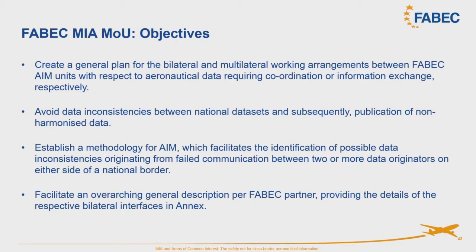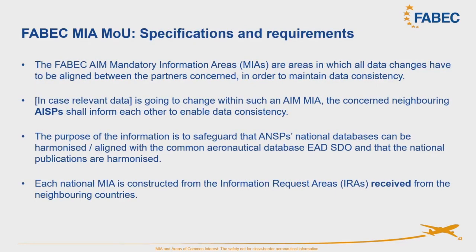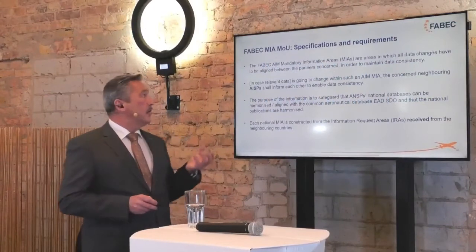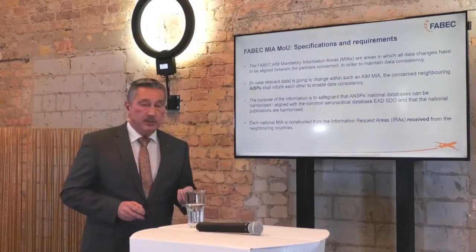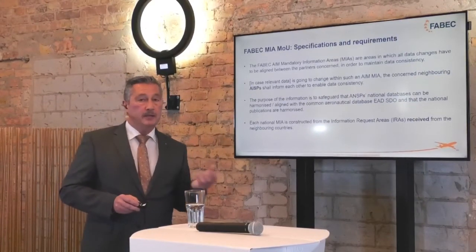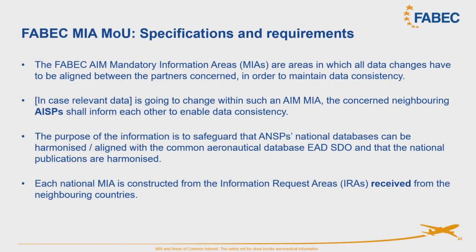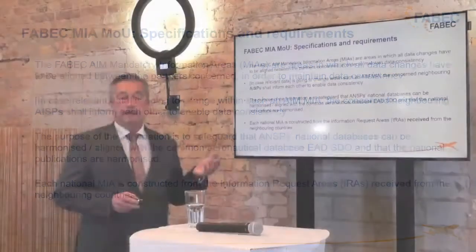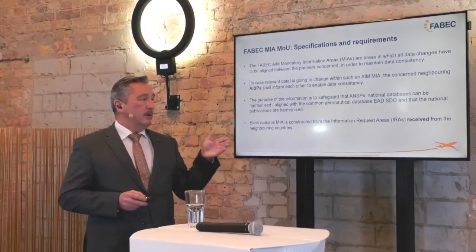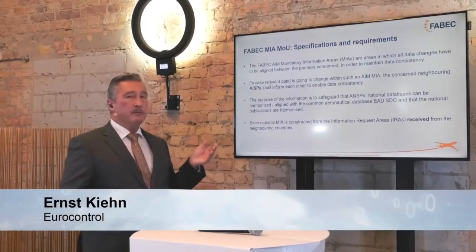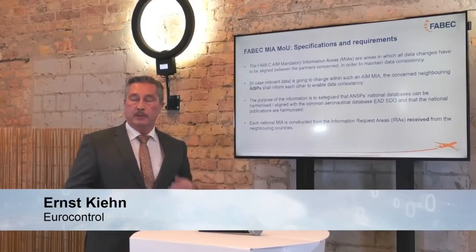We further identified some requirements and needed some specifications to do that. These are four as well. We looked at the areas themselves, and we said the AAM mandatory information areas are areas in which all data changes have to be aligned between the partners concerned in order to maintain data consistency. In case this data is going to change within such an AAM mandatory information area, the concerned neighboring ANSPs shall inform each other in order to enable data consistency. The purpose of the information is to safeguard that the ANSPs' national databases can be harmonized and aligned with the Common Aeronautical Database EAD-SDO, and that the national publications subsequently are harmonized. The important bit here is that each national mandatory information area is constructed from the information request areas received from the neighboring countries. That's a very important part of the idea.